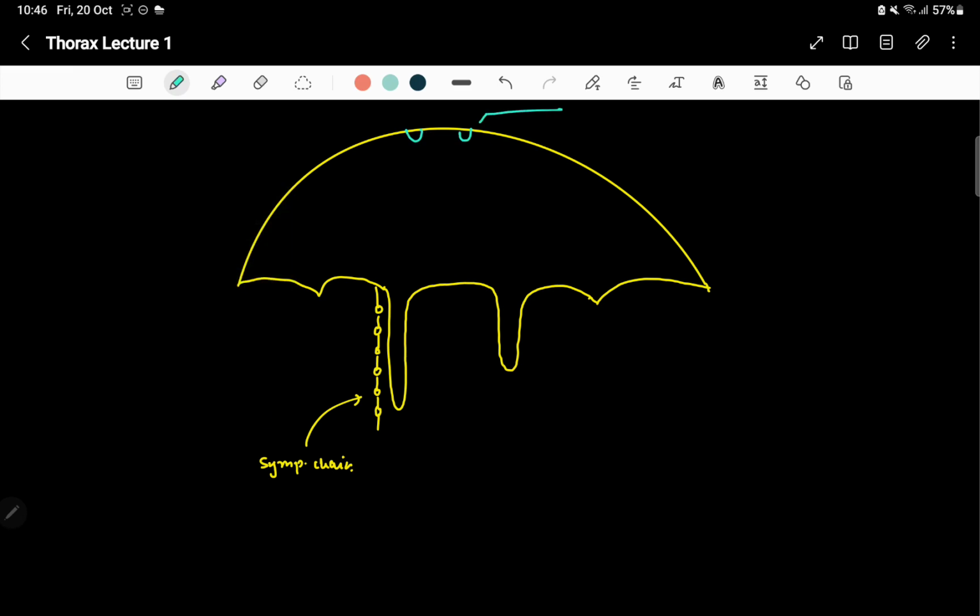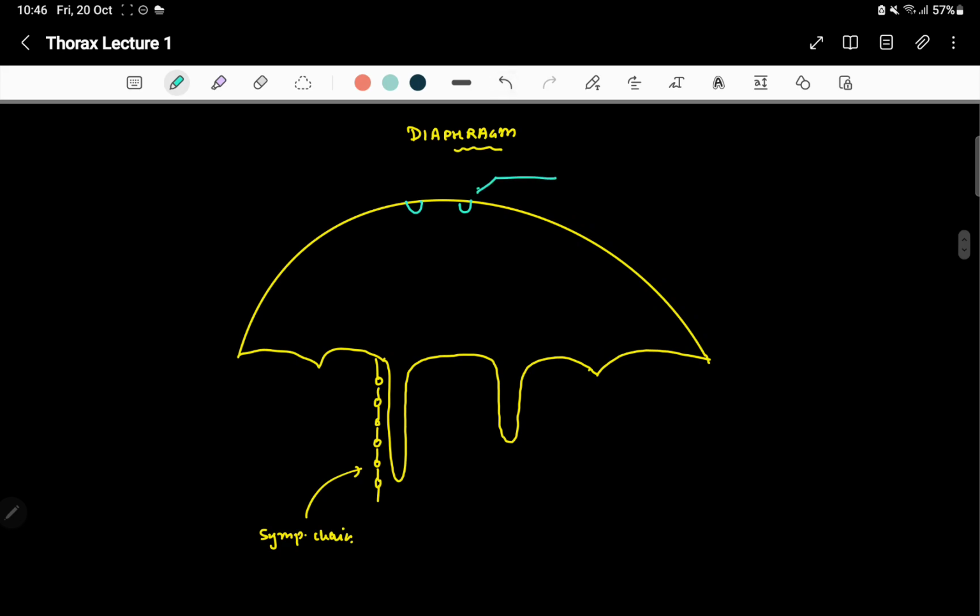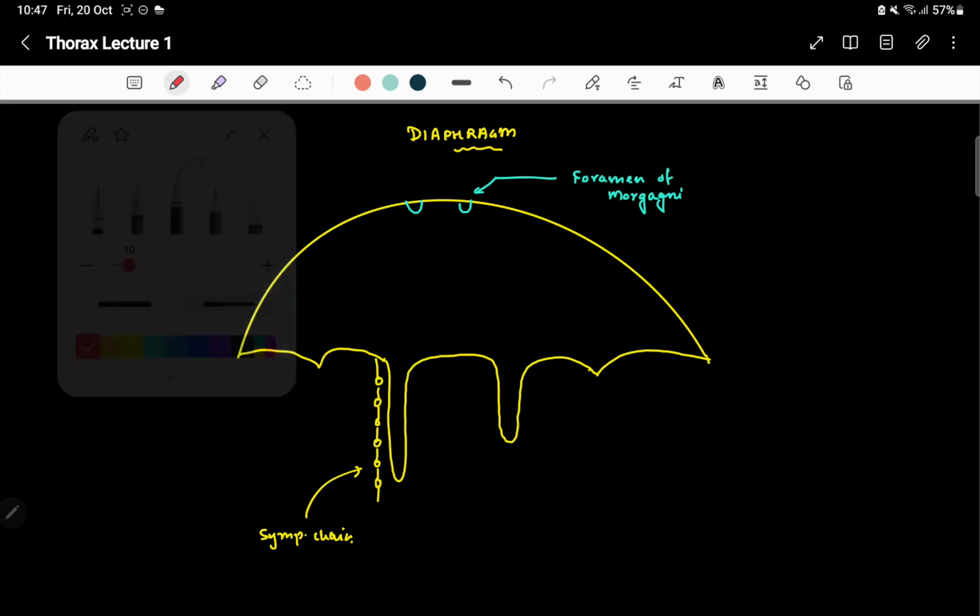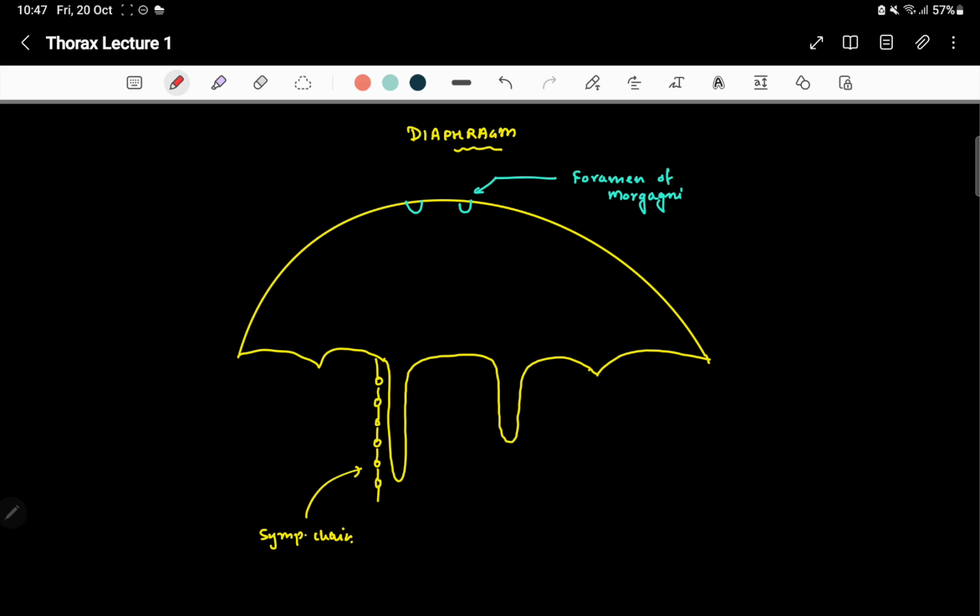Here we have two foramina, that is the foramen of Morgagni. Okay, these are the foramina through which the superior epigastric vessels pass. It gives passageway to your superior epigastric vessels, which you are going to see in detail in the arterial supply of your abdomen. Okay.